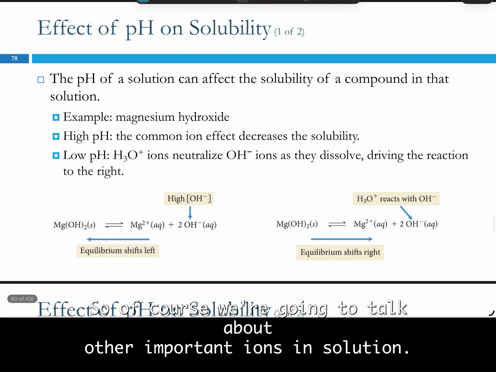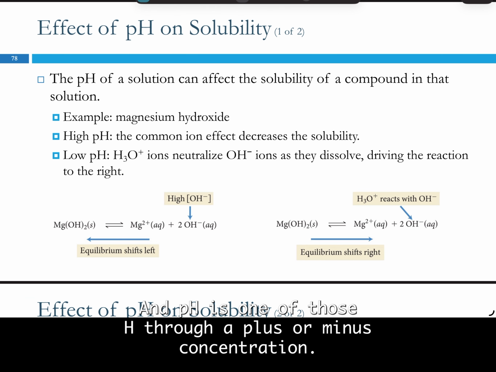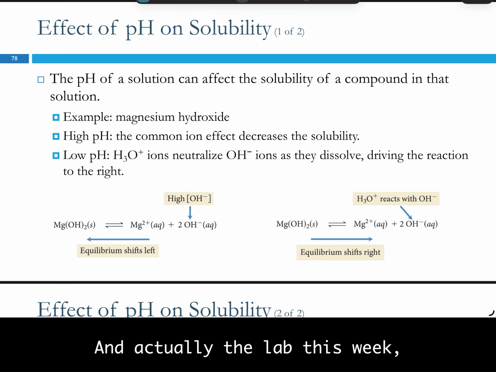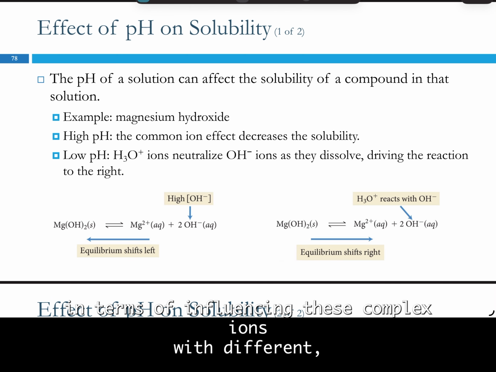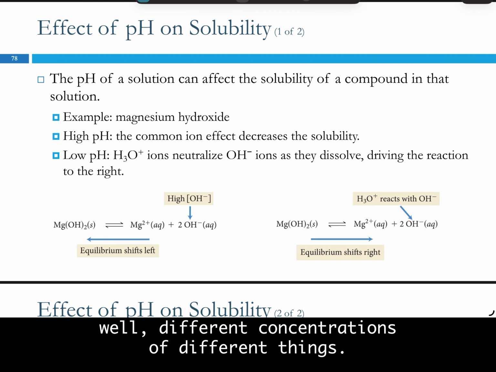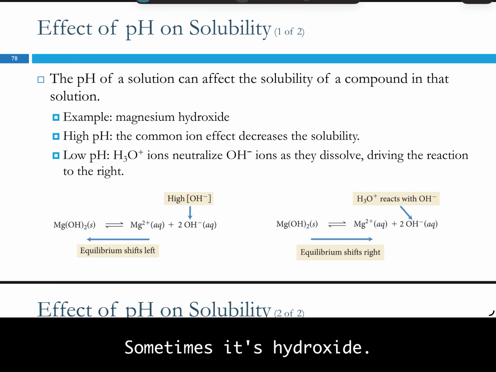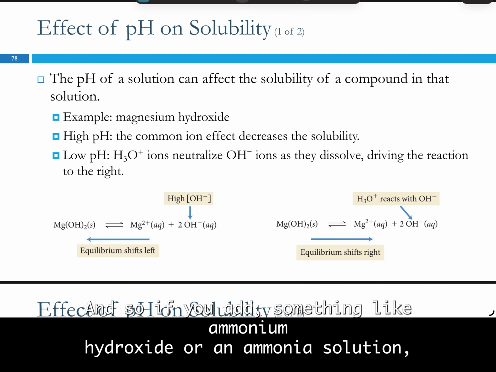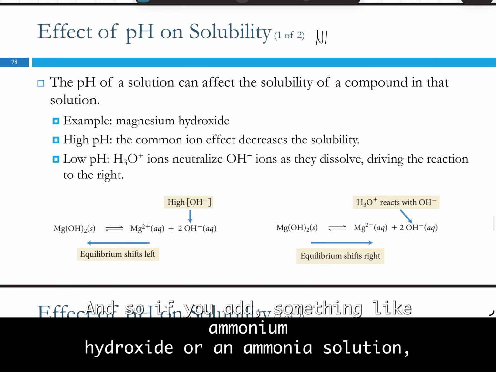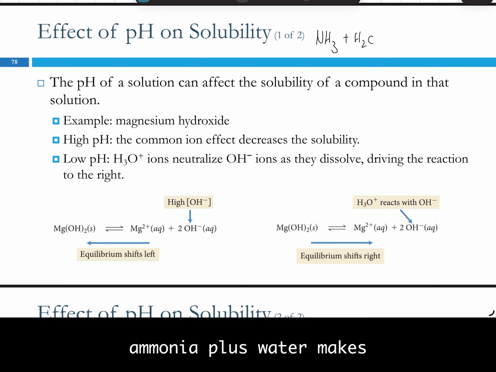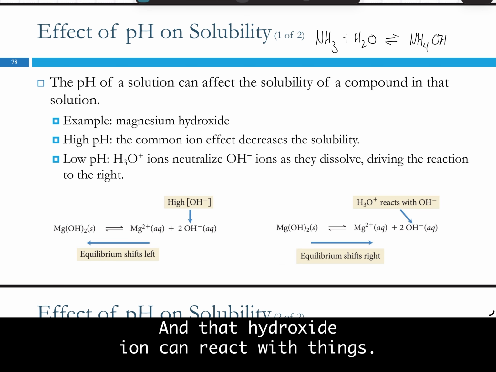So of course, we have to talk about other important ions in solution, and pH is one of those: H3O+ or OH- concentration. And actually the lab this week plays around with this, influencing these complex ions with different concentrations of different things. Sometimes it's hydroxide, so if you add ammonia solution, ammonia plus water makes NH4OH, and that hydroxide ion can react with things.